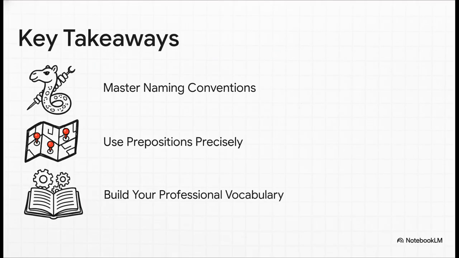So let's do a quick recap. What are the 3 big takeaways here? Number 1, master your naming conventions. It's the grammar of your code. 2, use your prepositions precisely when you're talking about UI. And 3, build up that professional vocabulary. It really makes a huge difference.